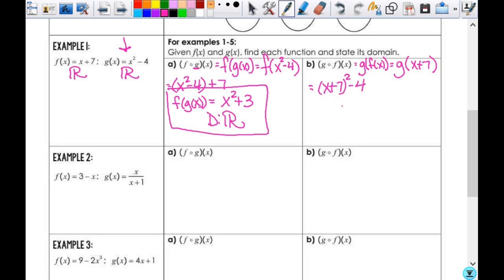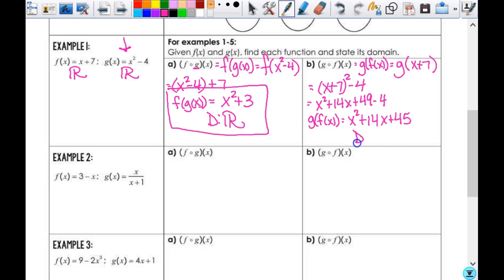Right. Is x plus 7 squared x squared plus 49? No. I promise you, if you do that on a problem, you're getting no partial credit from me. None. I'm done. I may even give you 0 for the whole side of the paper because we should be way far past that. This is x squared plus 14x plus 49 minus 4. That means that g of f of x is equal to x squared plus 14x plus 45.